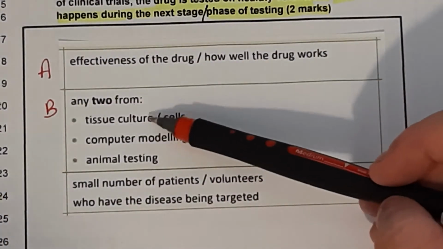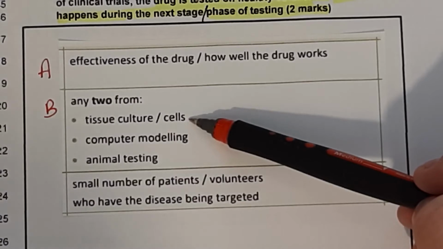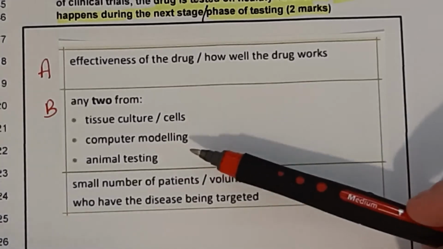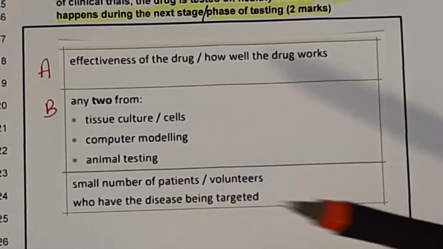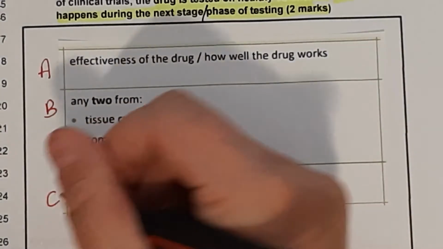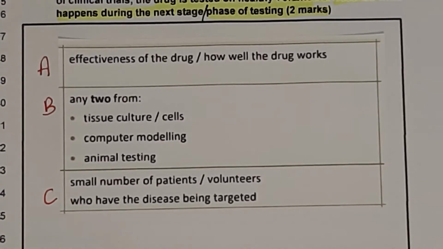So it could be a tissue culture on cells, so testing it on tissues or they're testing it on cells. They might do computer modelling or they might do animal testing. So any 2 from these 3. And part C, they do it with a small number of patients or volunteers who have the disease being targeted.